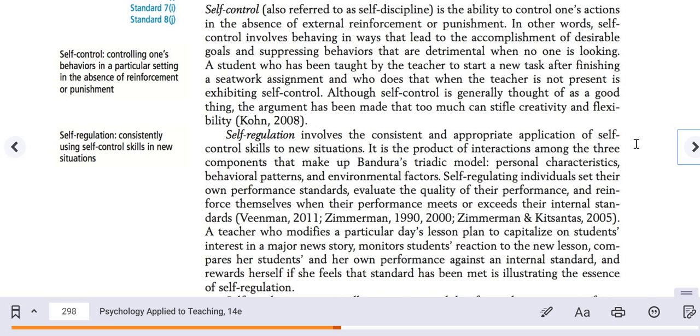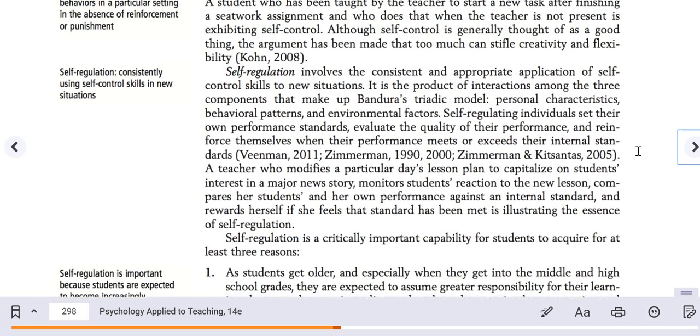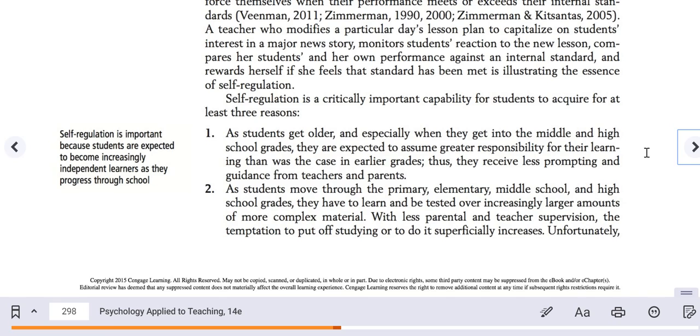A teacher who modifies a particular day's lesson plan to capitalize on students' interest in a major news story, monitors students' reactions to the new lesson, compares her students' and her own performance against an internal standard, and rewards herself if she feels that standard has been met, is illustrating the essence of self-regulation. Self-regulation is a critically important capability for students to acquire for at least three reasons.